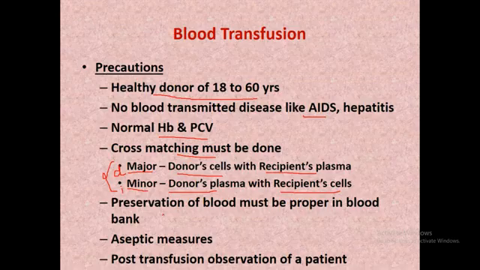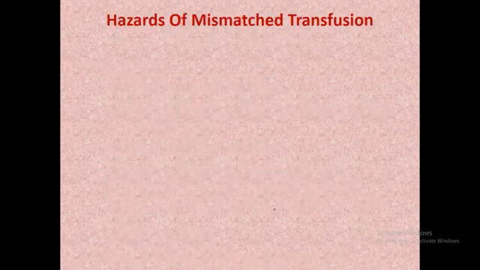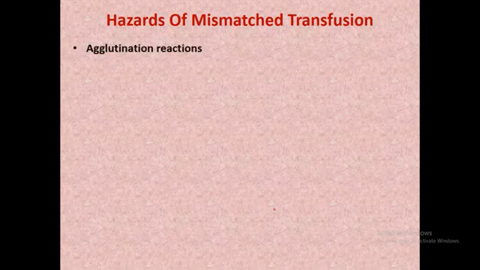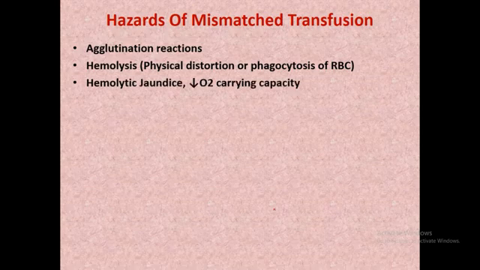Next one is the preservation of blood must be proper in blood bank. Aseptic measures must be taken, and post transfusion observations of the patient is necessary. Hazards of mismatched blood transfusion: agglutination reactions, hemolysis, hemolytic jaundice, and there will be decreased oxygen carrying capacity of the blood, hemoglobinuria. In this condition of the mismatched blood transfusion, there is excessive damage of the RBC and RBC breakdown.